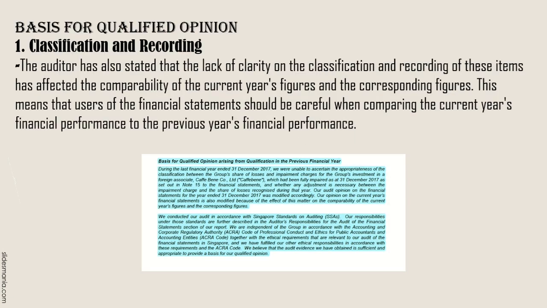Basis for Qualified Opinion 1. Classification and recording. The auditor has also stated that the lack of clarity on the classification and recording of these items has affected the comparability of the current year's figures and the corresponding figures. This means that users of the financial statements should be careful when comparing the current year's financial performance to the previous year's financial performance.